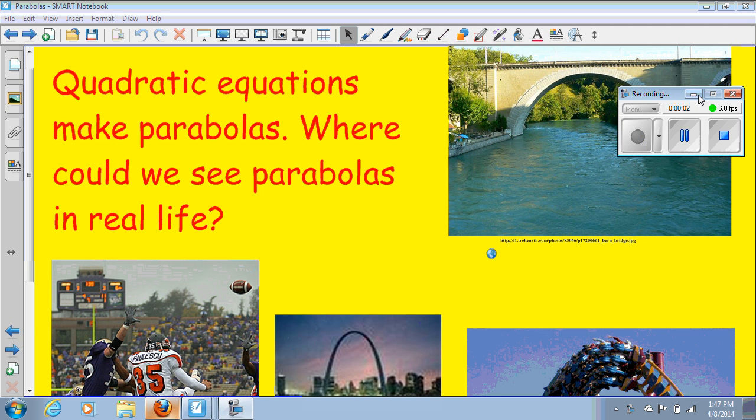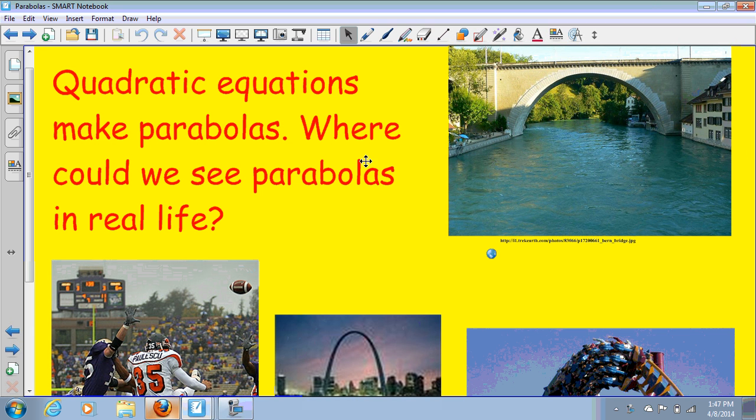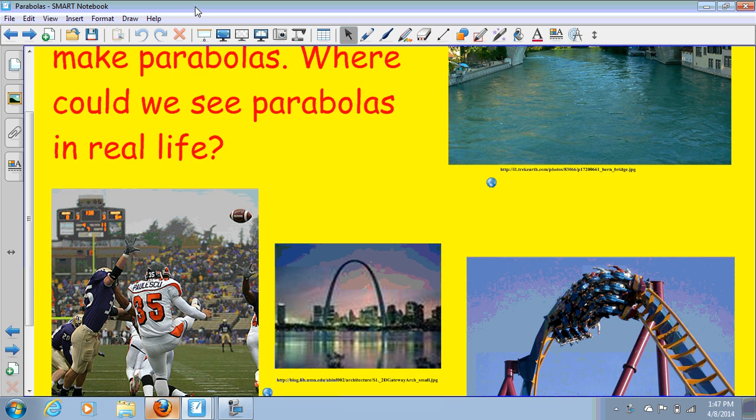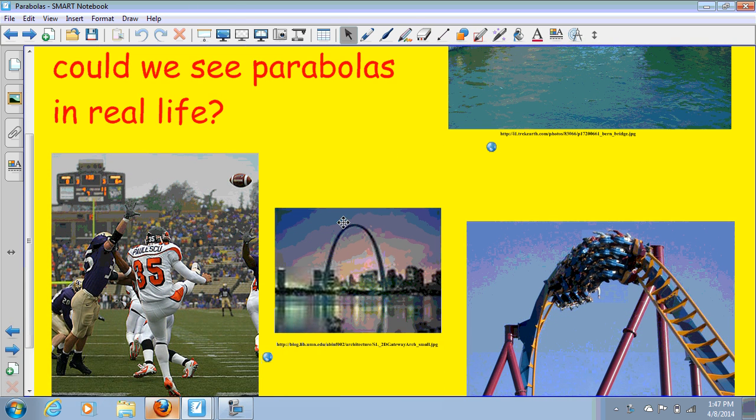This is video 1 of the quadratic formula. We're going to be working on graphing quadratics. We're talking about the quadratic formula. Your graph is going to be in parabola fashion. You can see here I have some pictures of some different parabolas.